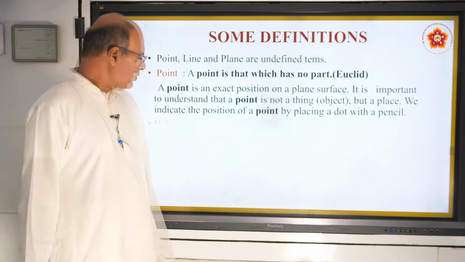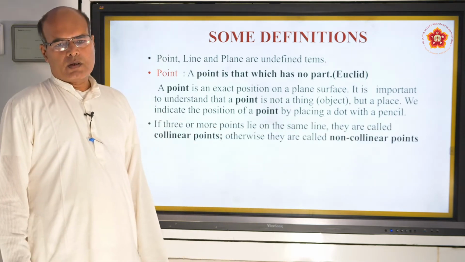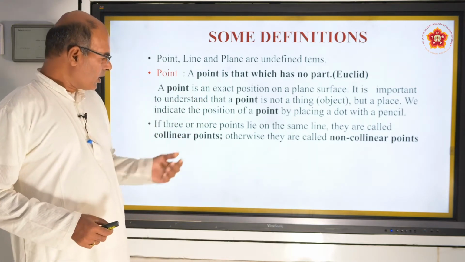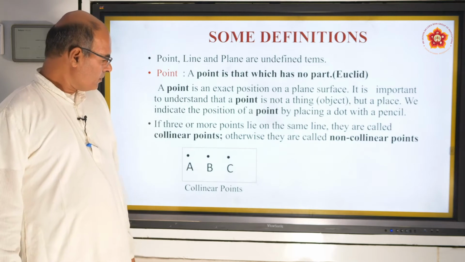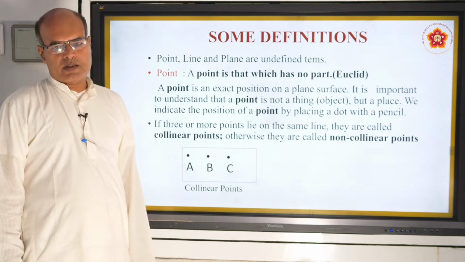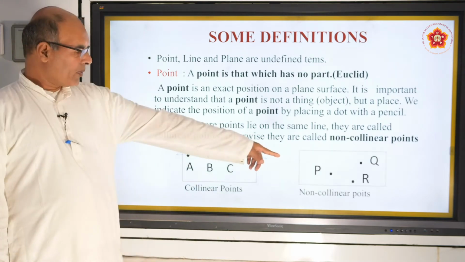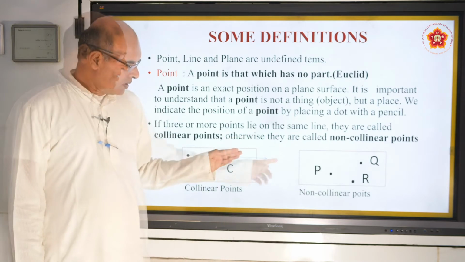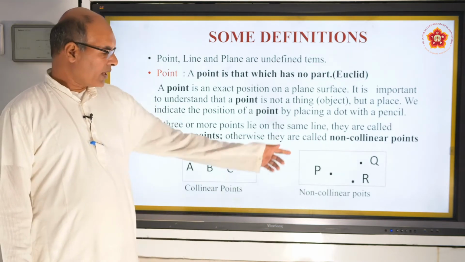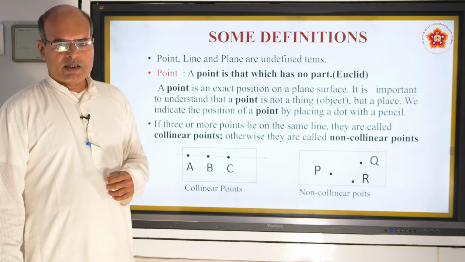In the previous classes, you learned the meaning of collinear and non-collinear points. If three or more points are on the same line, then we call them collinear points. Here, point A, point B and point C are collinear points because we can pass a line through them. Point P, point Q, point R: it is not possible to pass a straight line through them. Therefore, they are called non-collinear points. Let us go to the lines.